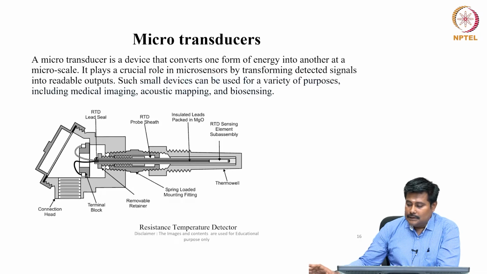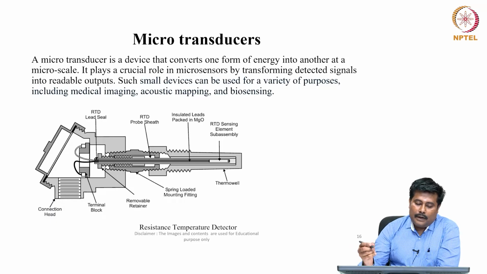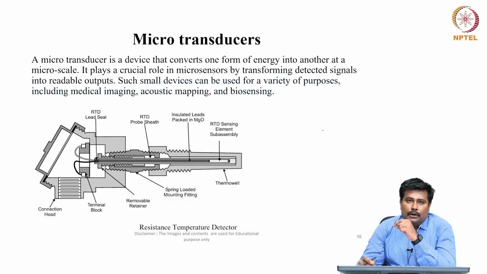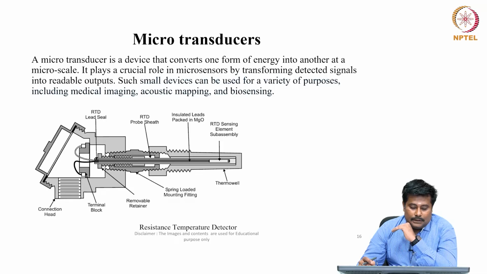Now, let us discuss micro transducers. A micro transducer is a device that converts one form of energy into another at a micro scale. It plays a crucial role in microsensors by transforming the detected signal into a readable output. Such small devices can be used for a variety of purposes, including medical imaging, acoustic mapping and biosensing.